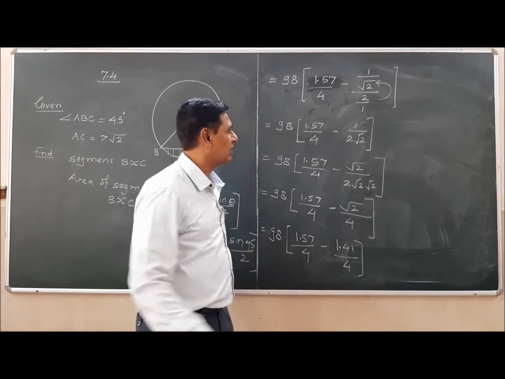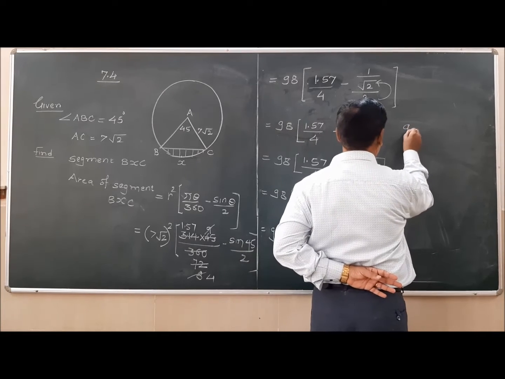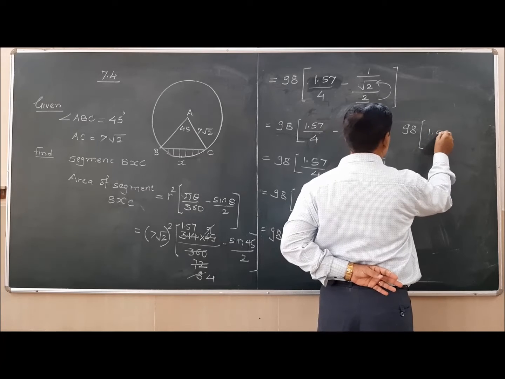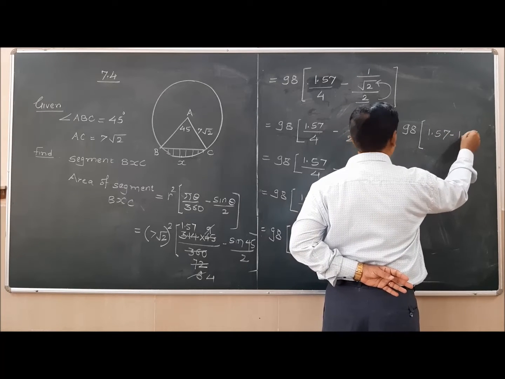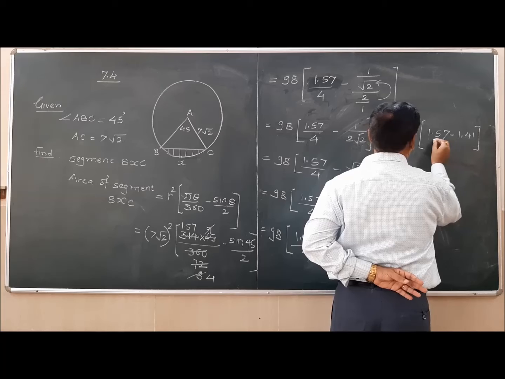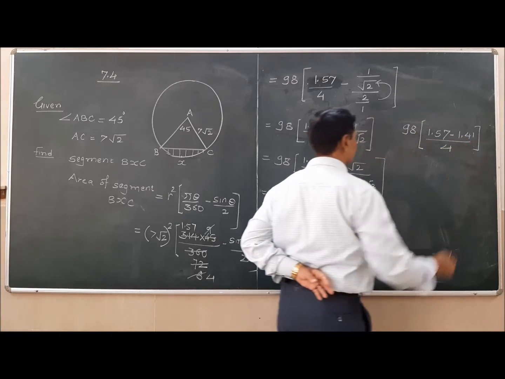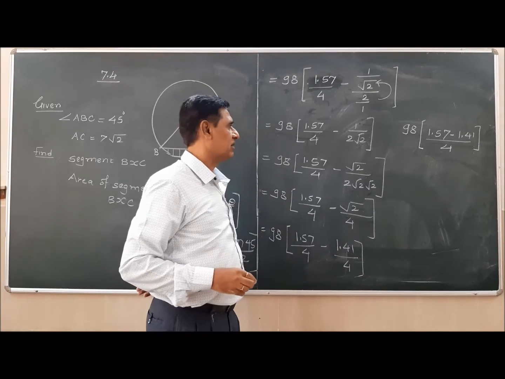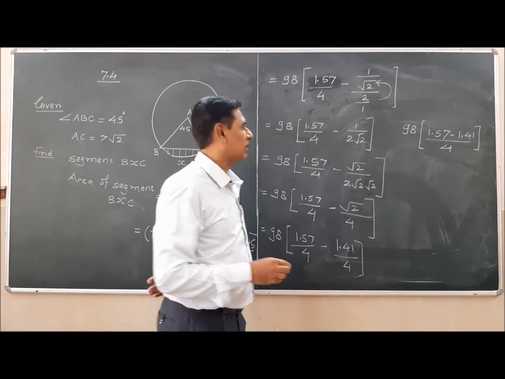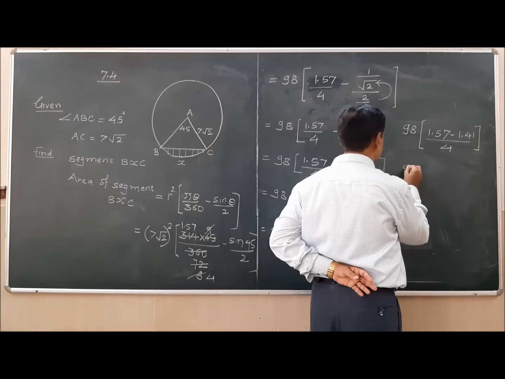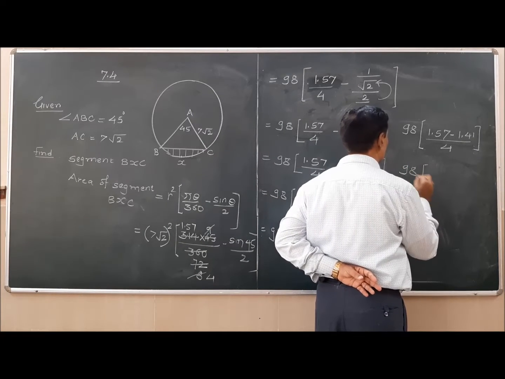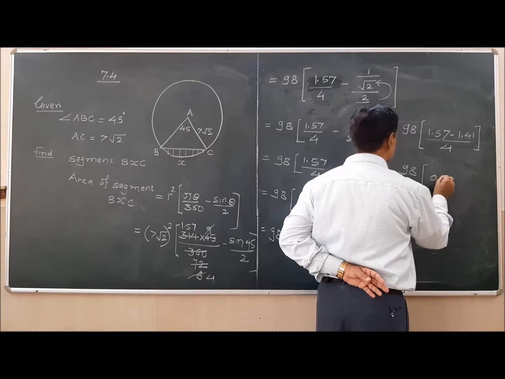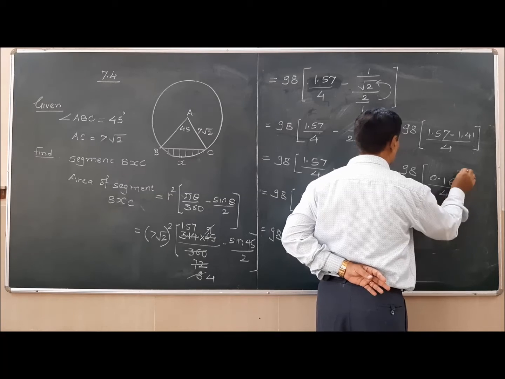So this next step will be 98 into bracket 1.57 minus 1.41 upon 4. Now the subtraction of 1.57 minus 1.41 will give us 98 into the difference between these two, which is 0.16 upon 4.